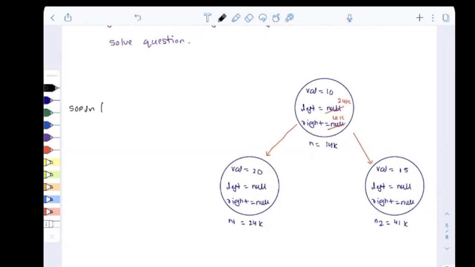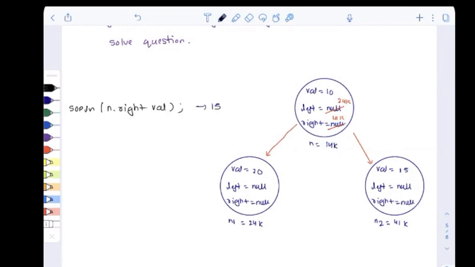What is going to be the answer of n dot right dot val? Anyone? N dot right dot val. Exactly. If the structure is there, you can just have a look at it: we need the value of n's right. N dot right means 14k's right, that is 41k. Now its value is nothing but 15, guys. So the answer here is going to be 15.